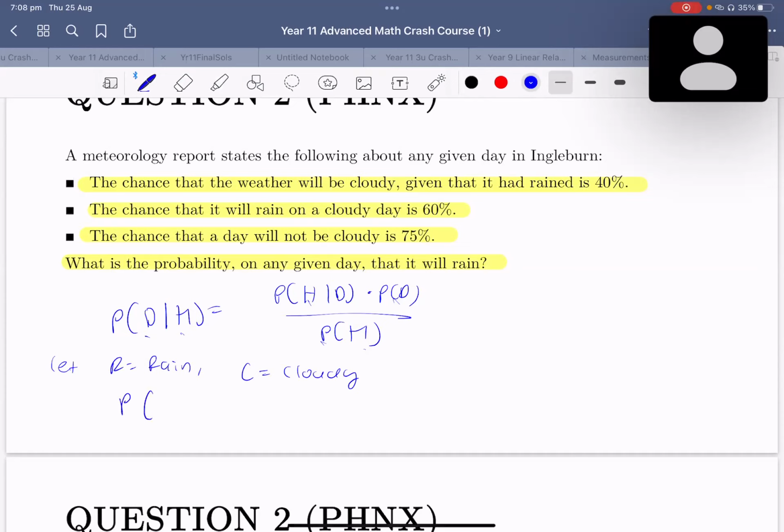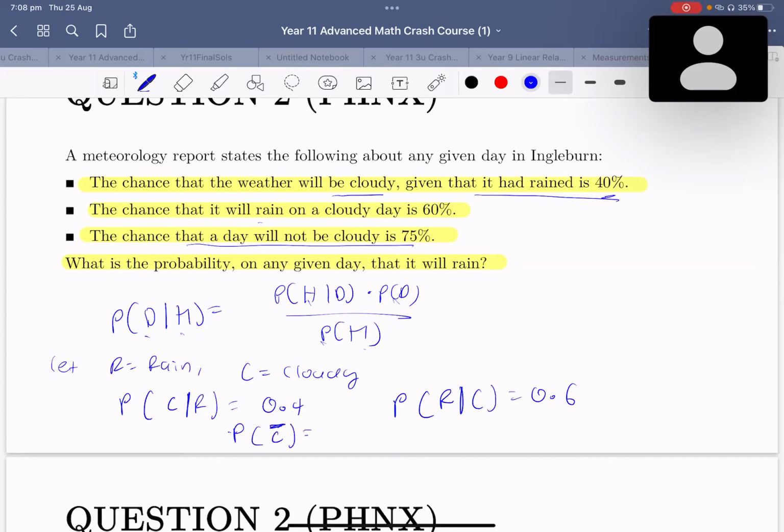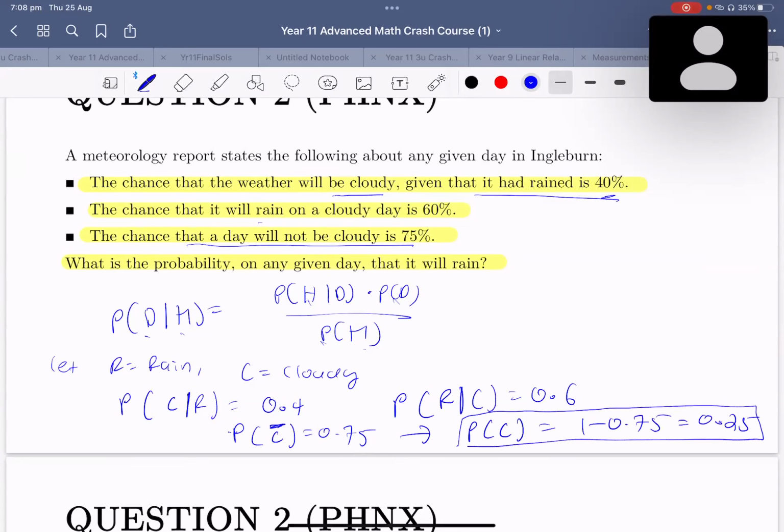So the probability the weather will be cloudy given it rains, P of C given R, is 0.4. Let's convert it to decimals first because it'll be easier. Probability of raining on a cloudy day, so rain given cloudy, is 0.6. Now, the chance that a day will not be cloudy, P of not cloudy, is 0.75. Now, using our probability formula, the probability of it being cloudy is going to be 1 minus 0.75, which is 0.25. So what do we have? We have probability of cloudy, probability of rain given cloudy, and probability of cloudy given rain.